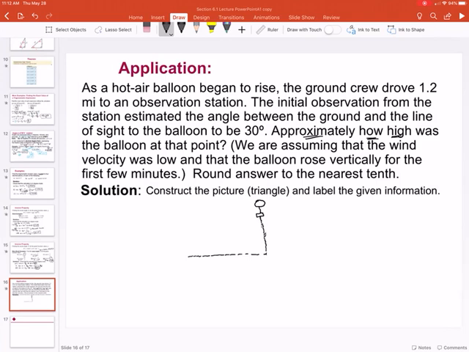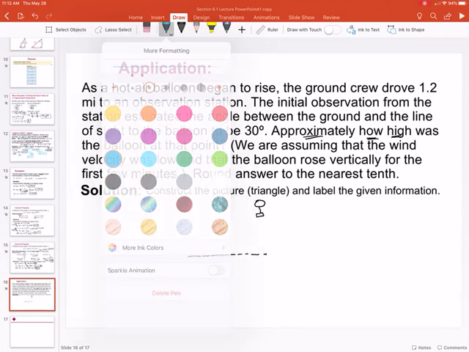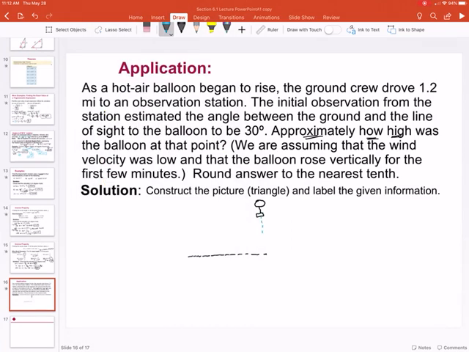Then I'm looking at the distance right here that's traveling. Let's put it in a different color. I'm going to put it in blue because this is the unknown in this problem. How high is this balloon in the air? So this is our unknown, x, the height of the balloon. Remember, it rose vertically. Wind velocity was very low, so it wasn't moving east to west. It was going straight up.